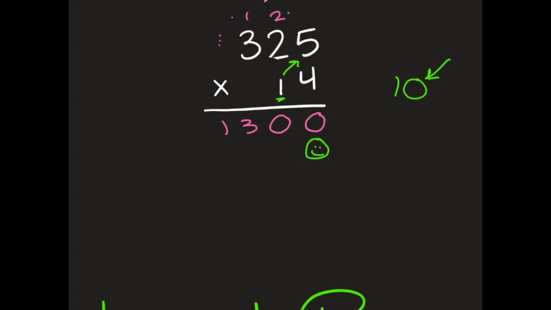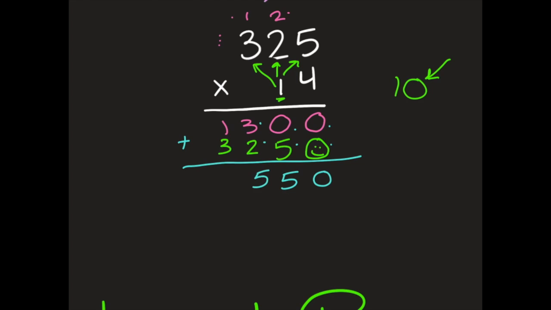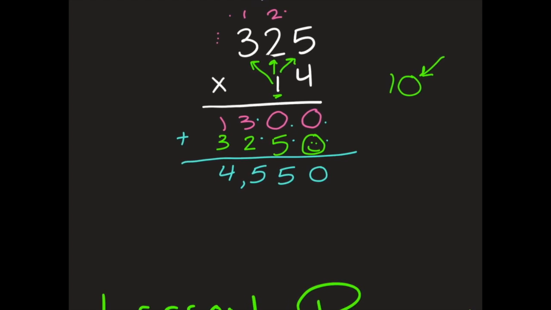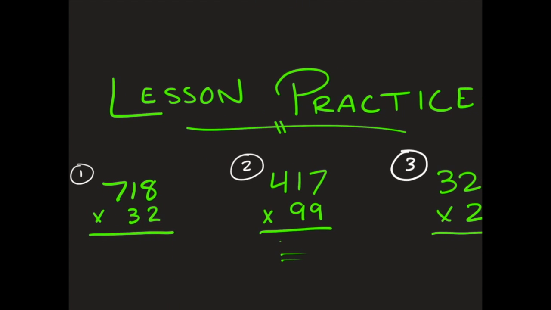So I'm going to do 1 times 5 is 5. 1 times 2 is 2. And 1 times 3 is 3. And so now I'm able to add my products. 0 plus 0 is 0. 0 plus 5 is 5. 3 plus 2 is 5, and 3 plus 1 is 4. Count from the back, 1, 2, 3, 4,550.